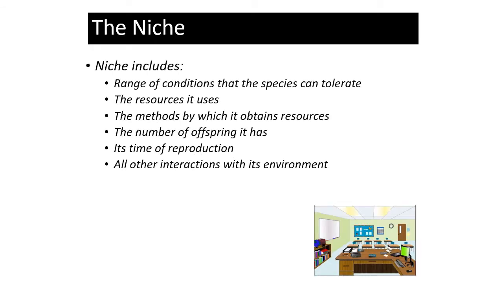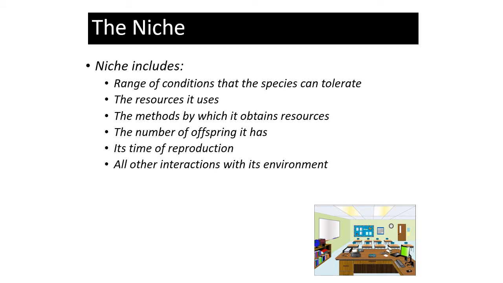So the niche includes a range of conditions that a species can tolerate. It includes the resources it uses, the methods by which it can obtain its resources, the number of offspring it has, its time of reproduction, and all other interactions. So this includes competition, predation, and other types of interactions. What I'm drawing here is a breed of bird that uses this particular niche, this little black circle, during different times of the year.